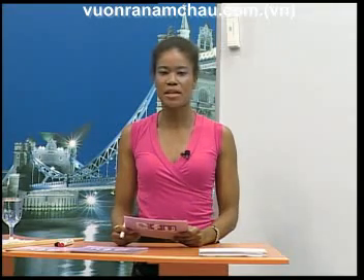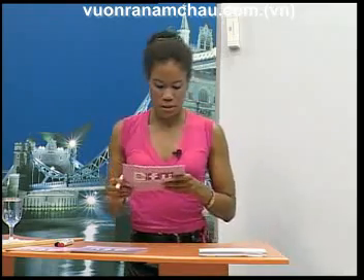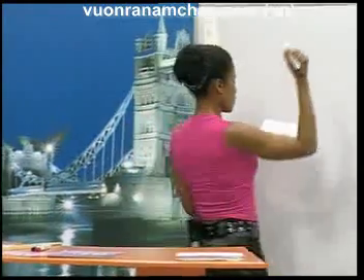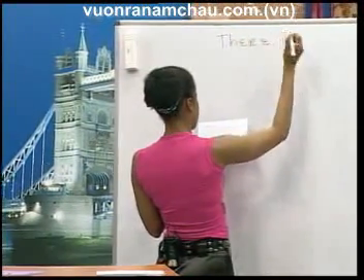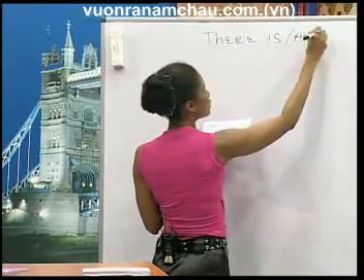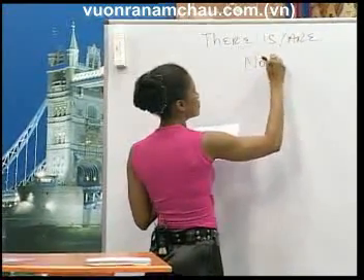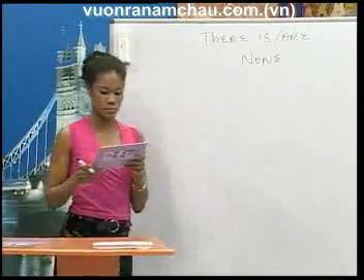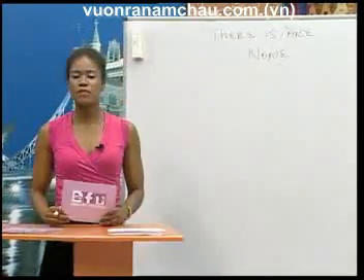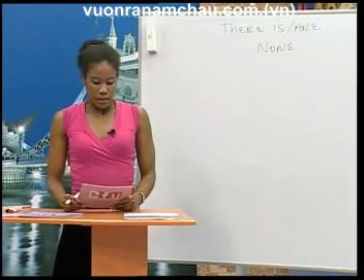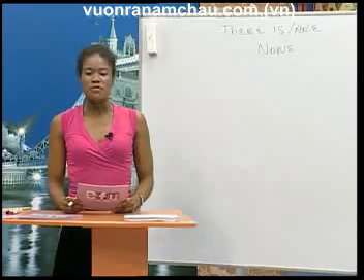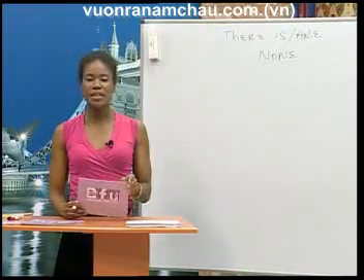So, we notice that we can use any in negative sentences and also questions. Okay, in a negative sentence, any means there is or are none. Okay, so it's used in front of count or non-count nouns. Any can also be used after never. Take a look at these examples.